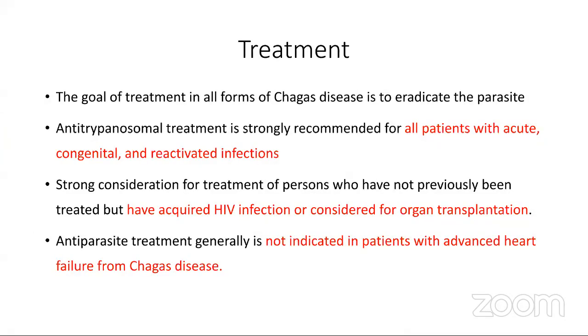What's the treatment? The goal of treatment in all forms of Chagas disease is to eradicate the parasite. Antitrypanosomal drug is indicated for all patients. The only contraindication is the presence of advanced heart failure because of Chagas disease. Otherwise, it should be given to children and to older patients, especially two groups of patients: patients who acquired HIV infection and were not previously treated, and the patient considered for organ transplantation, to avoid infestation of the new graft.